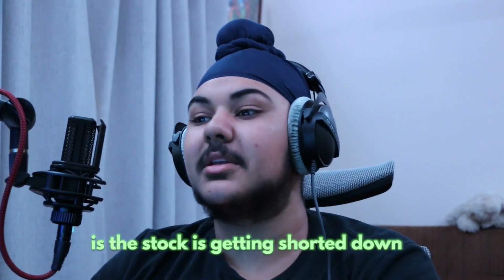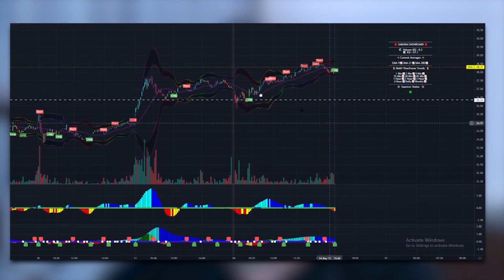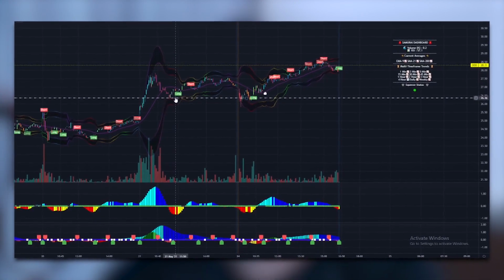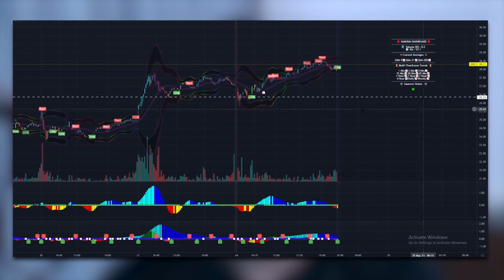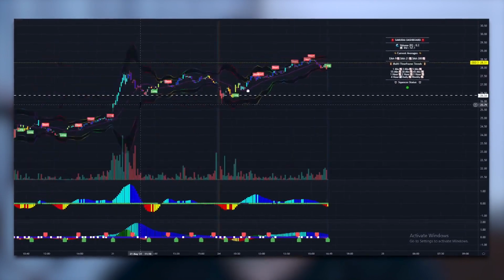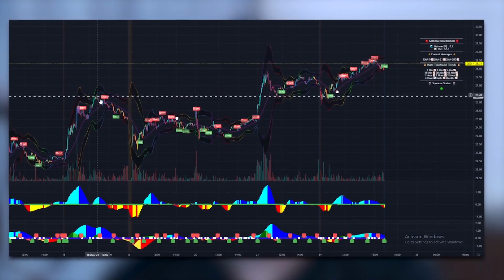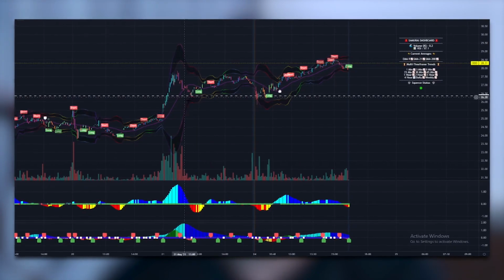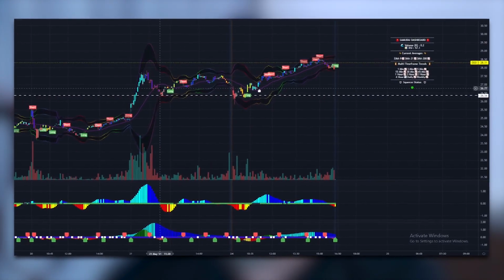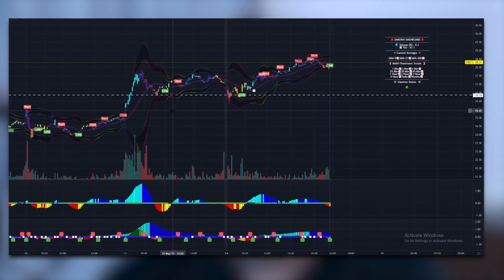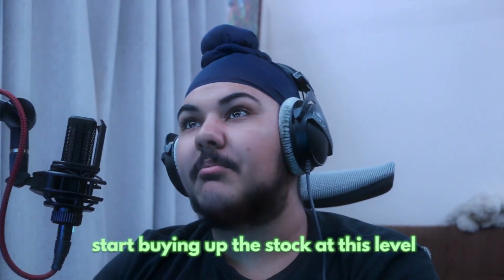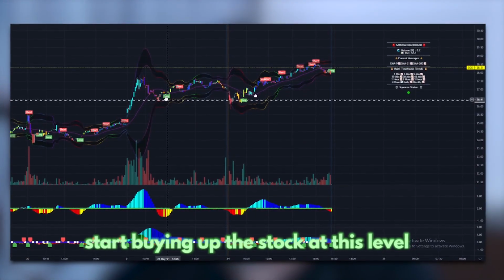So what's happening there is the stock is getting shorted down, and everyone is selling, and then buyers see that it's a previous support level from right here. This is a resistance, we'll get to that in a bit. But what they're seeing is people are selling, and then around here is usually where buying pressure kicks up, and this is where investors like me, day traders, intraday traders, all these multi-day traders start buying up the stock at this level.